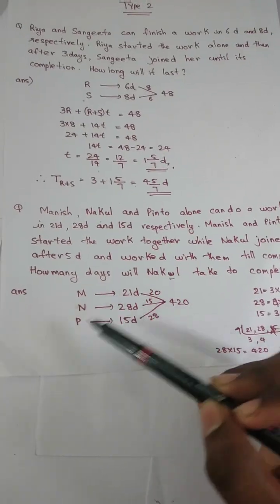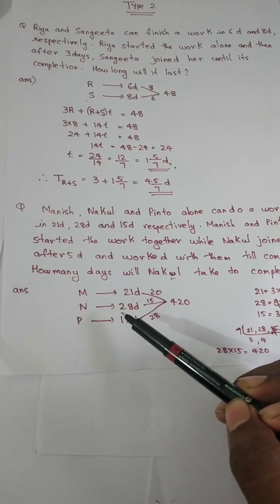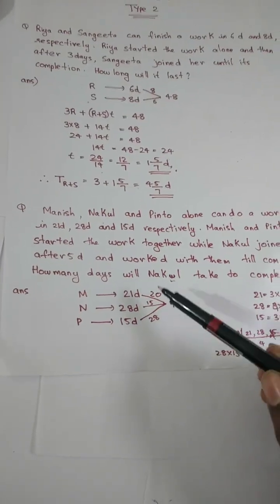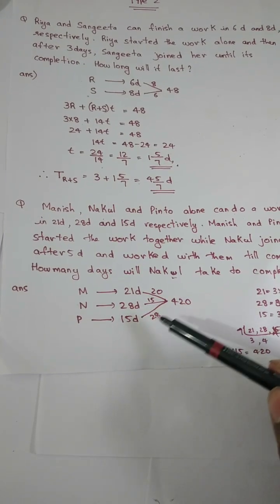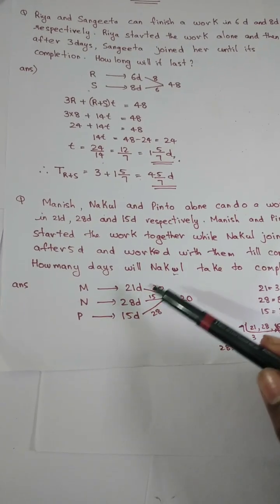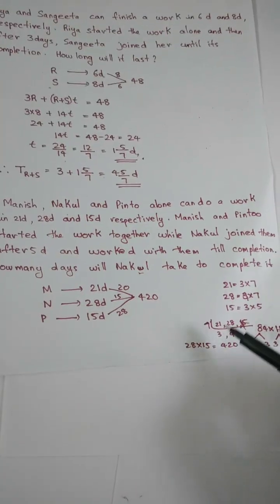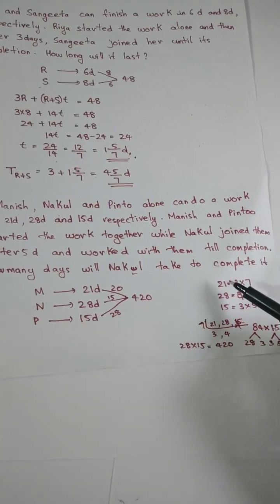Manish worked for 21 days. Nagul worked for 28 days. Pindo worked for 15 days. So how can we calculate the least multiple, or any multiple, that can be divided by these numbers? First of all, we want to prime factorize. We want to find the common digits.